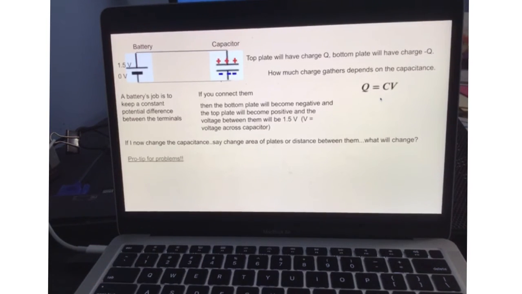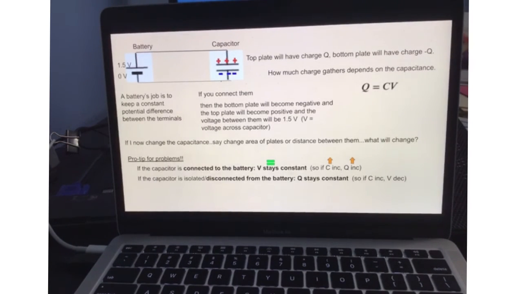It depends. This is a pro tip. If the capacitor is connected to a battery, then the potential stays constant. That's the battery's job, to keep that potential constant. So to answer the question, if the capacitor is connected to the battery and I increase capacitance by either increasing the area or decreasing the distance, then I will get more charge. My Q increases. Looking at Q equals CV, that should be good and clear. My V stays constant, my C increases, so my Q increases.